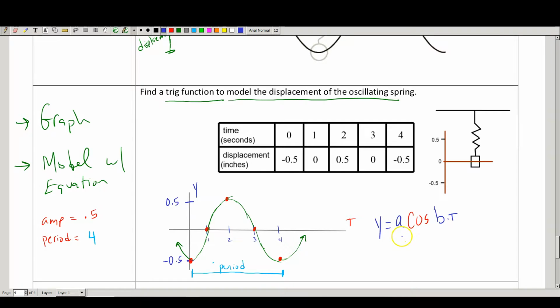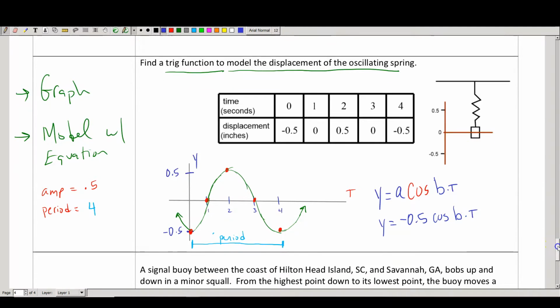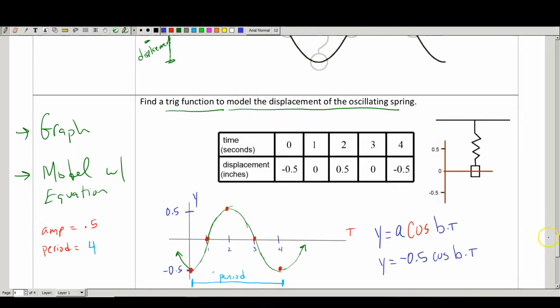So what is the a value? Well, the a value is going to be negative 0.5 because it starts at negative 0.5. So negative 0.5, right? It's a negative cosine graph. Now, what is the b value, right? Well, we have to use the period there. The period is 4. So how do we figure out the b value?